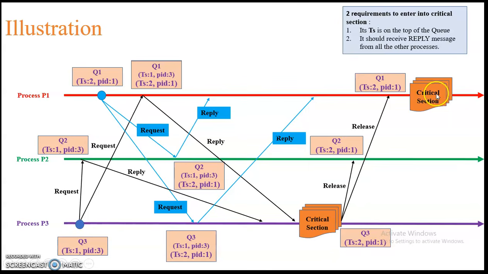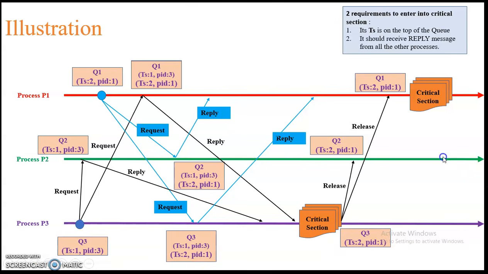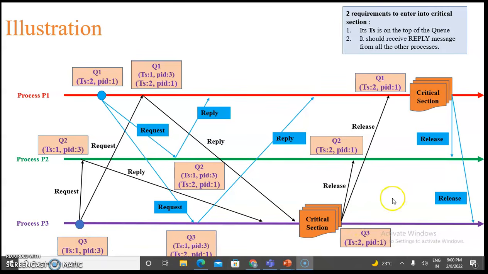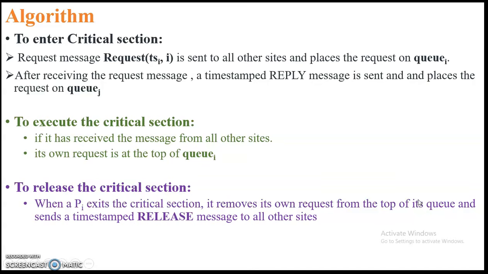After P1 enters the critical section and utilizes it, it will release the critical section. And now the queue contents are empty. So here, if you see, Q1, Q2 and Q3 are now empty, which means no process is requesting the critical section. So this is the algorithm.